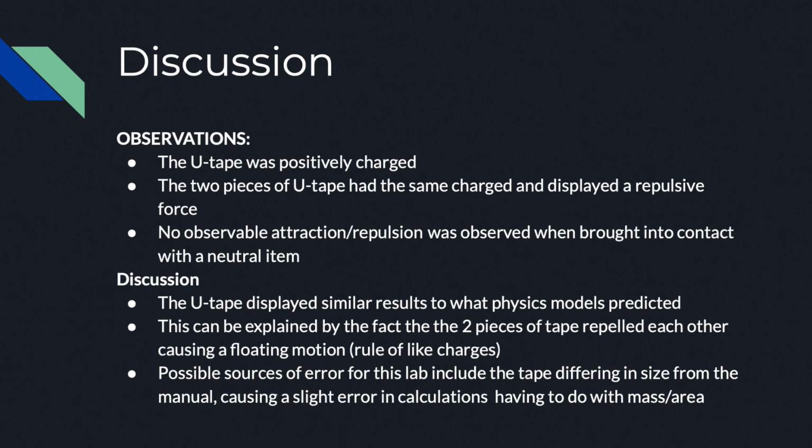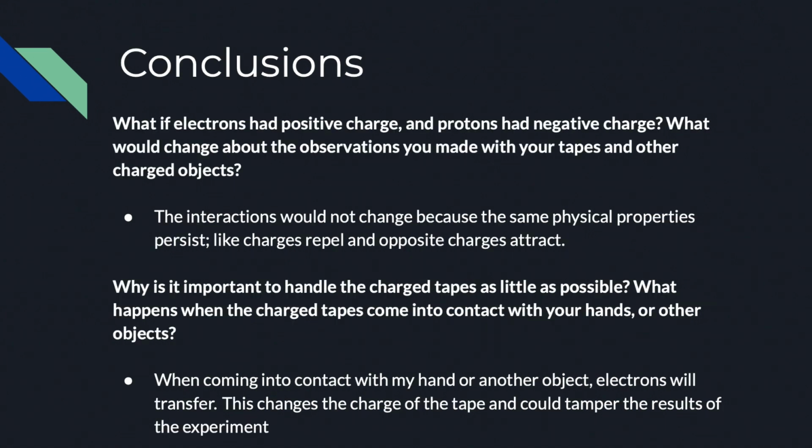Possible sources of error for this lab include the tape differing in size from the manual, causing slight error in calculations having to do with mass and area. Concluding thoughts. So what if electrons had a positive charge and protons had a negative charge? What would you change about the observations you made with your tapes and other charged objects? I would say that the interactions would not change because the same physical properties persist, like charges repel and opposite charges attract.